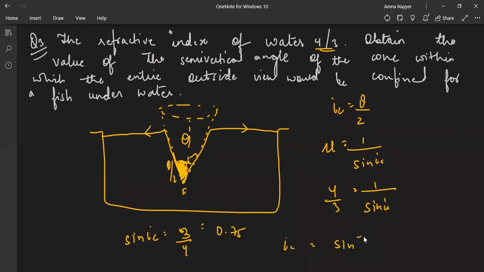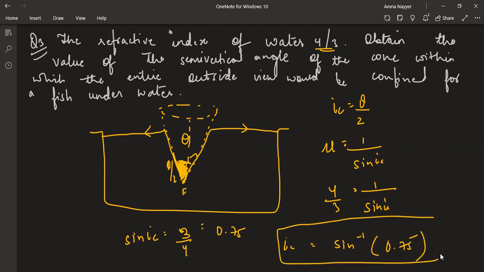Sine inverse. We have to find the angle only, no? Semi-vertical angle. Yes, sine inverse 0.75. Just the critical angle, you had to find it out. Note it down. Some questions on lens, let us see now.